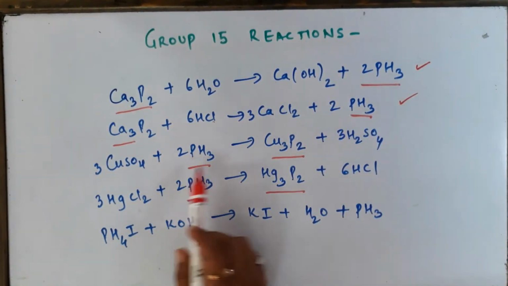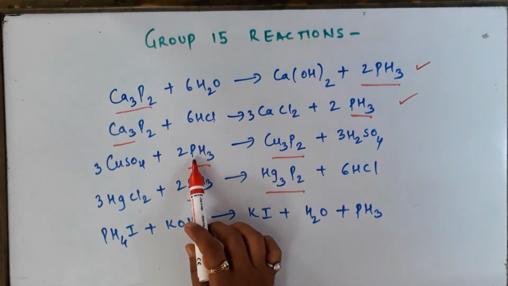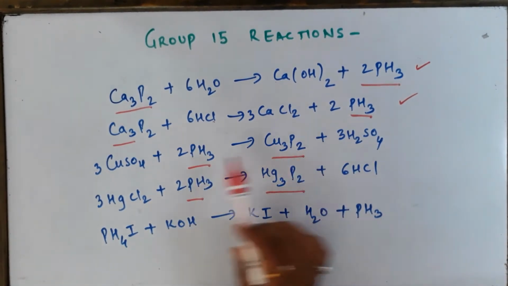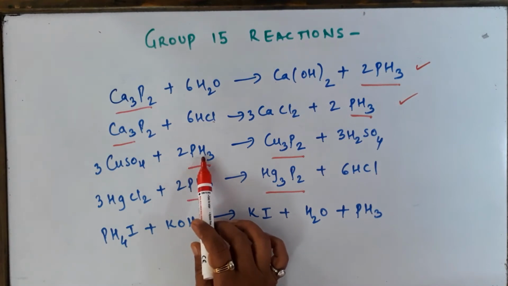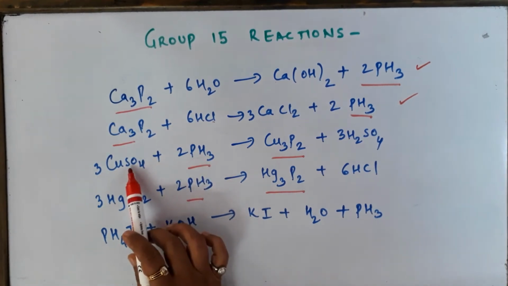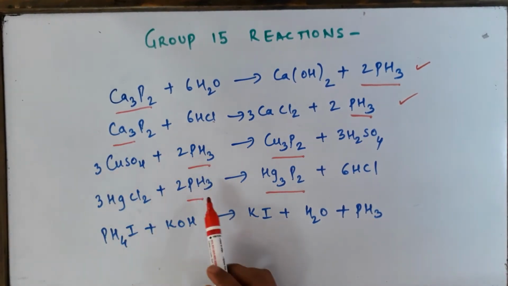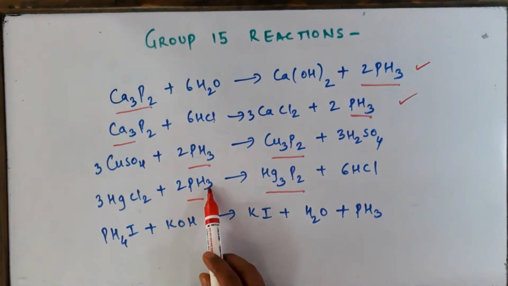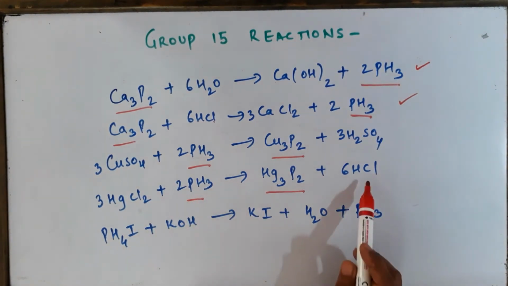Same way here also, if you are having phosphine on the left, you will have phosphide on the right, and H is left here and SO4 is left here, so sulfuric acid. Similarly here you are taking phosphide from here, H is left, Cl is left, so HCl.